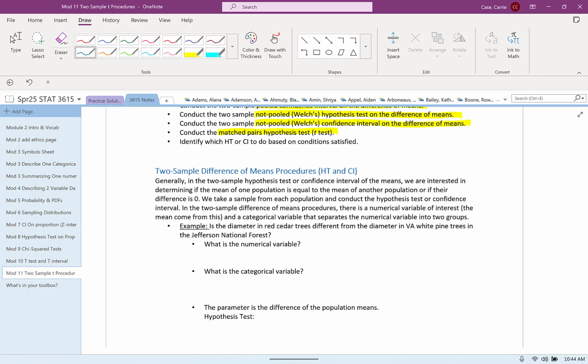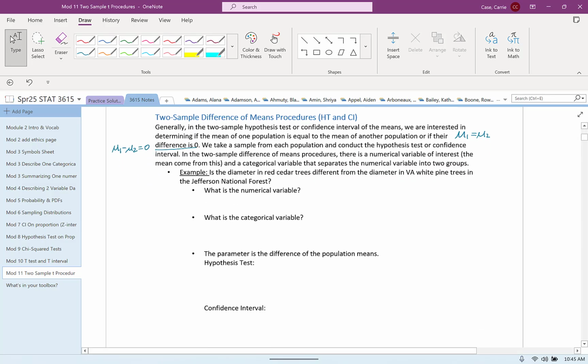So generally, in the two-sample hypothesis test or confidence interval of the means, we're interested in determining if the mean of one population is equal to the mean of another population. So mu1 is equal to mu2, or if their difference is 0, which would be mu1 minus mu2 is equal to 0. We take a sample from each population and conduct the hypothesis test or confidence interval. In the two-sample difference of means procedures, there's a numerical variable of interest. The mean comes from this, and then there's a categorical variable as well, and that separates the numerical variable into two different groups. So let's talk about an example so you can see what I'm saying.